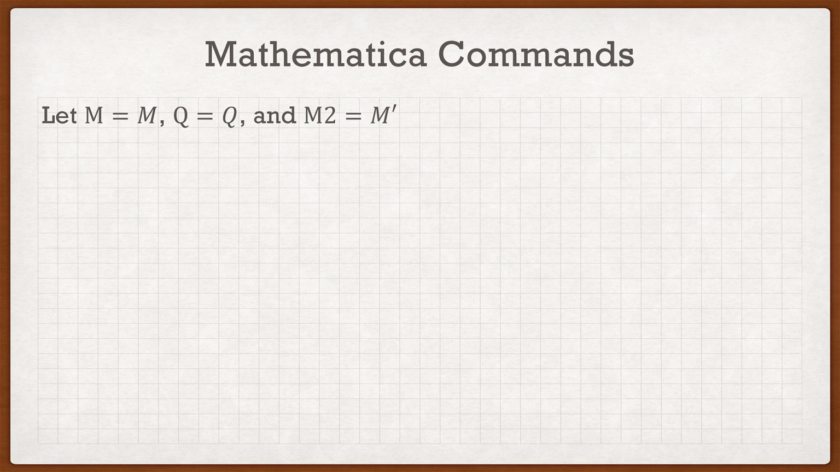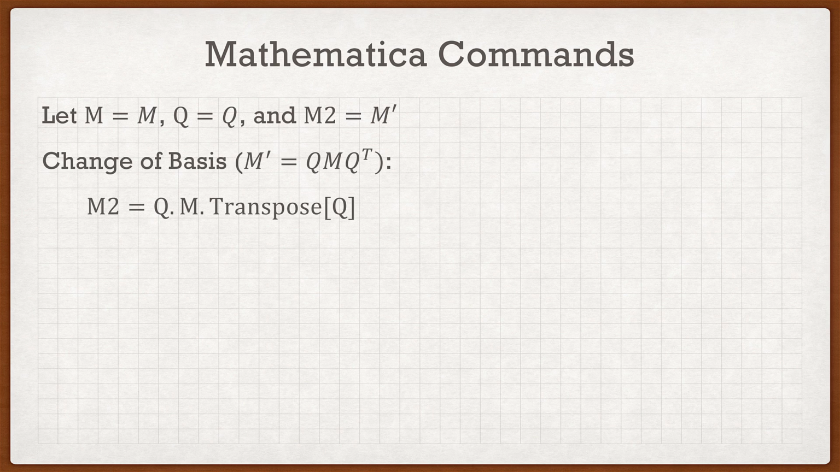So Mathematica, if you put something as M prime, it may not come out very nice. So what I said is let M is equal to M, Q is Q, and M prime is equal to M2. So if I write M2 in Mathematica, I'm referring to M prime. So the first operation that we have to do for part C is the change of basis. Remember that M prime is equal to QM times Q transpose. So what I did here is I put M2, which is the way I put M prime in Mathematica, and I did Q . M . Transpose[Q].